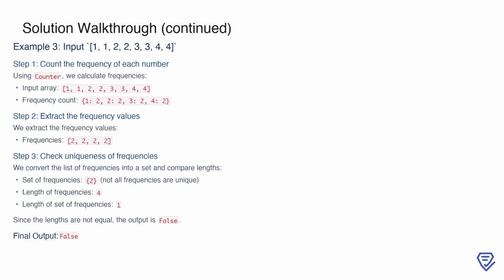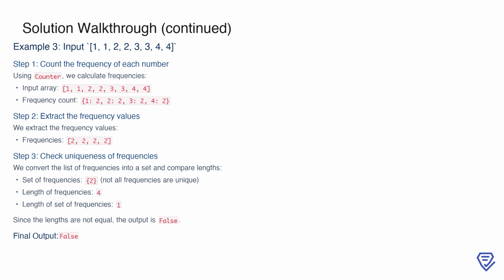In the third example, the input array is 1, 1, 2, 2, 3, 3, 4, 4. Using Counter, we calculate the frequency of each number. 1 appears 2 times, 2 appears 2 times, 3 appears 2 times, and 4 appears 2 times. This gives us the frequency dictionary {1: 2, 2: 2, 3: 2, 4: 2}. Extracting the frequency values, we get the list 2, 2, 2, 2.